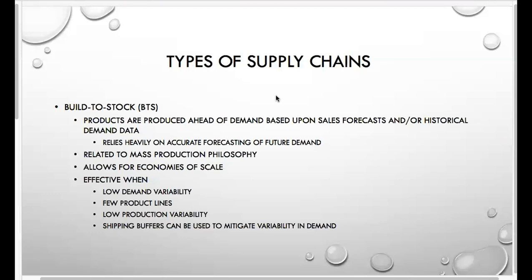So, build to stock is effective when we have these general factors. Either we have low demand variability, few product lines, or low production variability. Well, actually, just those 3. I'm sorry. Low demand variability, few product lines, and low production variability.